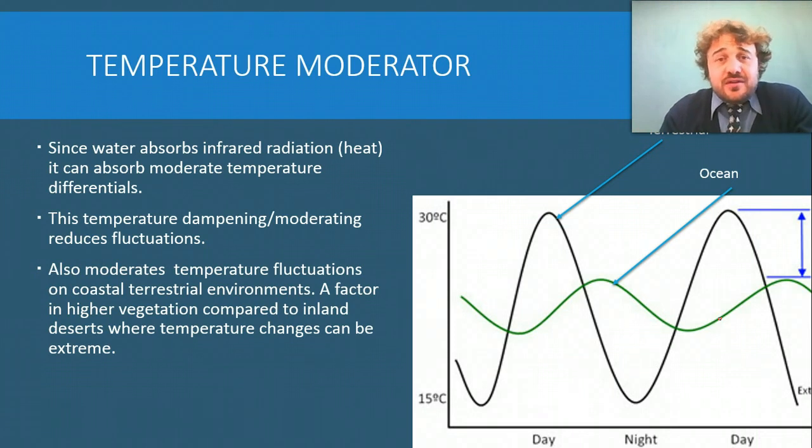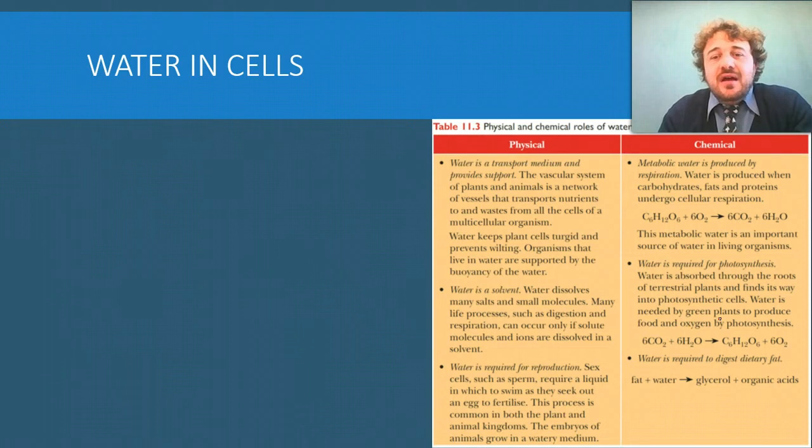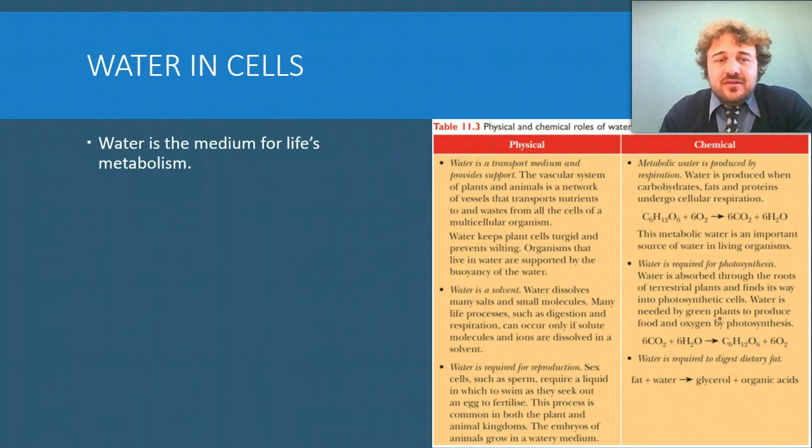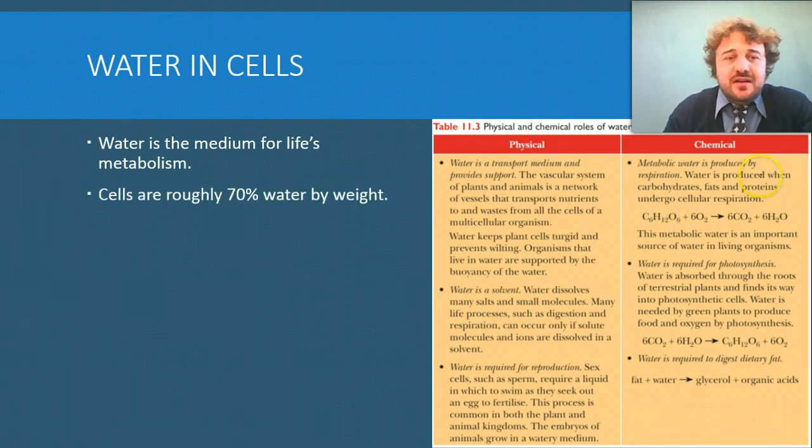I mean, if our core temperature changes by, I think it's about a degree, we're dead. So stable temperature is actually really vital, particularly at the start of life. Water in cells: basically it's the medium for everything, and we can see that it has physical uses here and chemical uses, and we'll get into that in a minute.